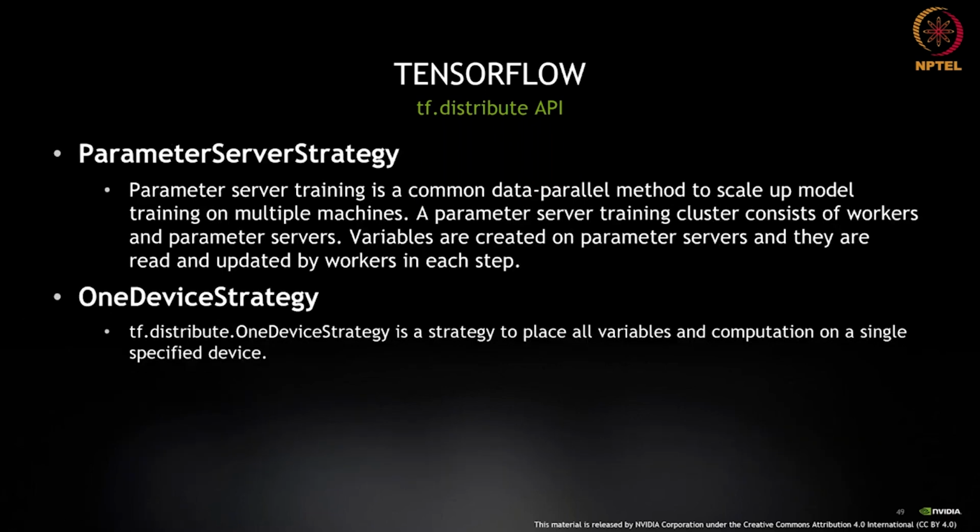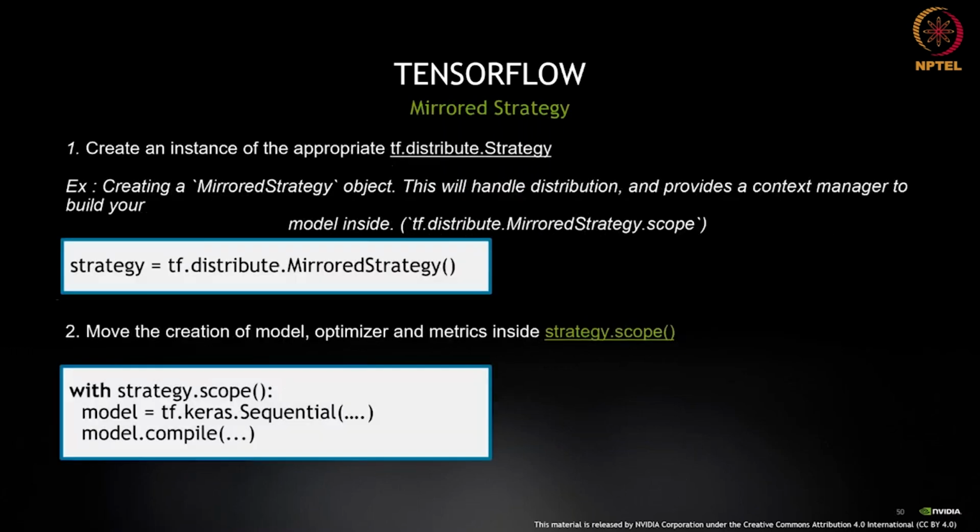You can also take parameter server strategy, which we talked about some time back. Parameter server is a common data parallel method to scale up model training. A parameter server training cluster consists of multiple workers and parameter servers. The variables are kept on a parameter server, and they are read and updated by each worker. So the workers don't need to talk to each other; they just talk to the parameter server. And you can also define other kinds of strategy, like one device strategy.